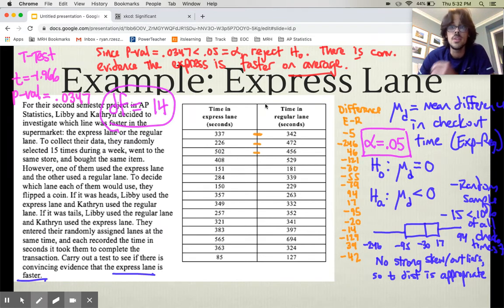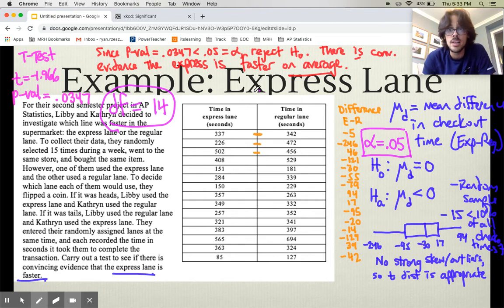And then one more thing, when I wrote my conclusion, we've got our little script down. You guys are used to talking about how to write a conclusion. Instead of just saying there is convincing evidence for HA, I could say there is convincing evidence that the mean difference in checkout time is less than 0. I put a little spin on it and said there is convincing evidence that the express lane is faster. If I would have stopped at faster and not said on average, you will lose credit. Never lose sight when you do these problems that we're testing the mean. We're not saying express lane is always faster, just that it's faster on average.